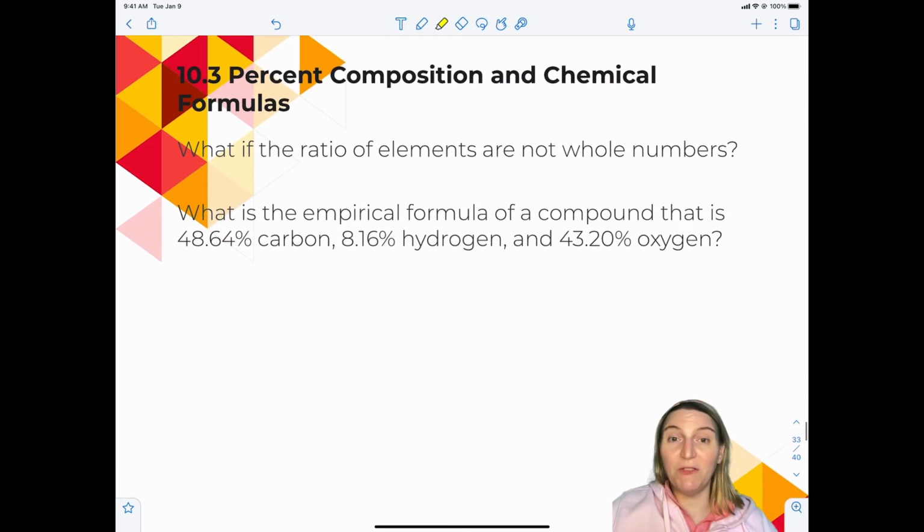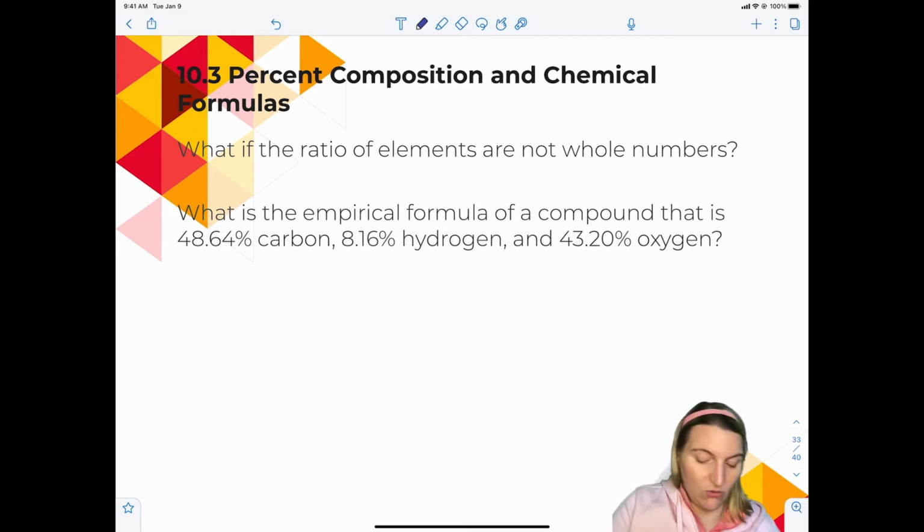Now, those came out to be really nice whole numbers. Unfortunately, it doesn't always work out that way. And this is an example of that type of problem. So we're going to do the same thing, but we're going to notice at the end that it doesn't work out to all nice whole numbers.